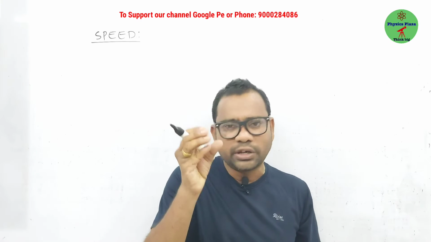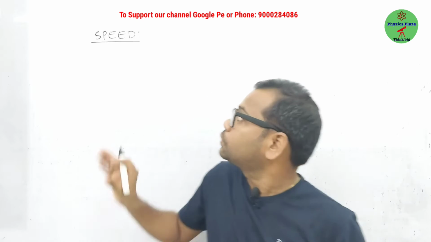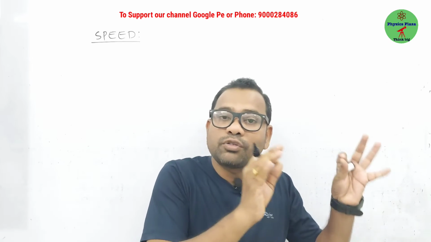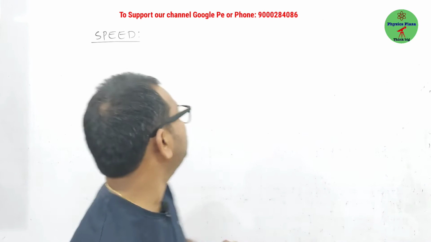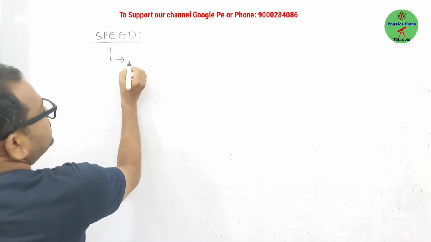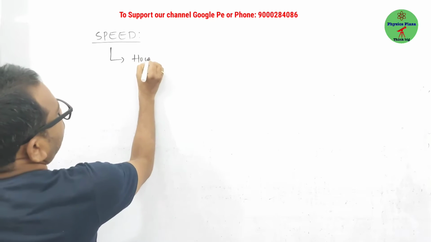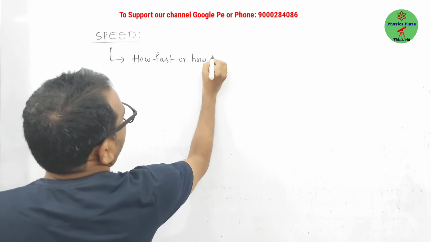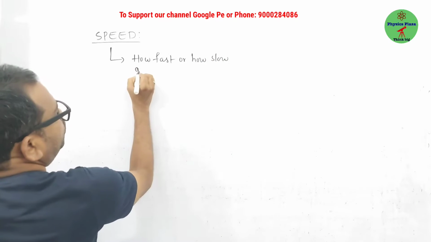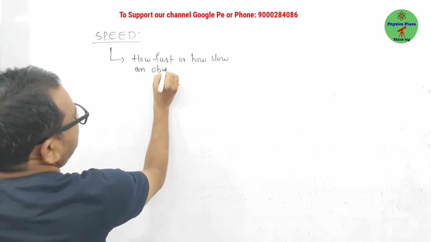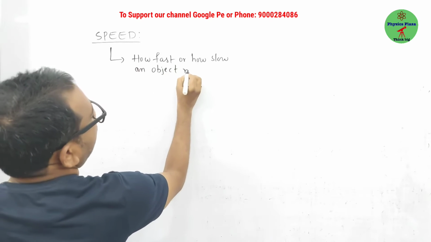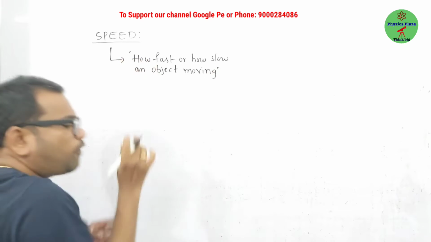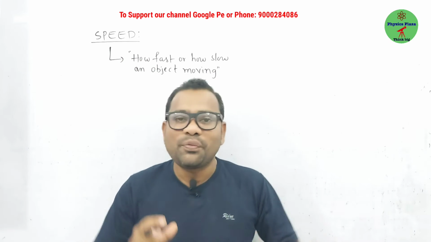So we use two words in our day-to-day life: fast and slow. Speed is a physical quantity which tells how fast or how slow an object is moving. I repeat, very, very important. So here, speed tells about how fast or how slow an object is moving. An object or a body, or we can say a vehicle, is moving. In simple terms, students, speed tells how fast or how slow an object is moving.